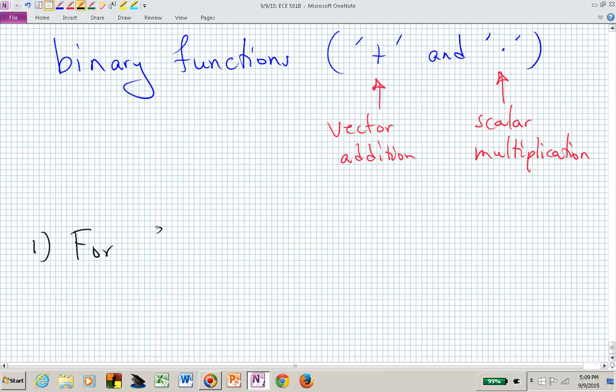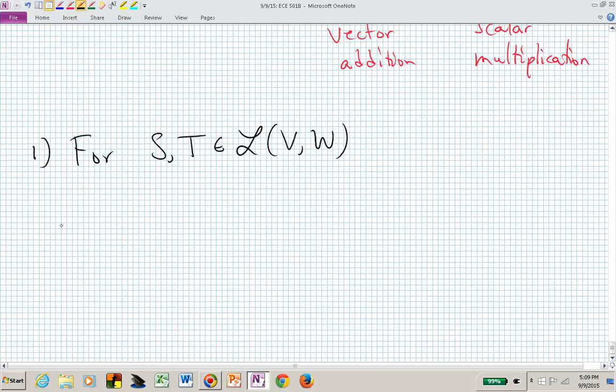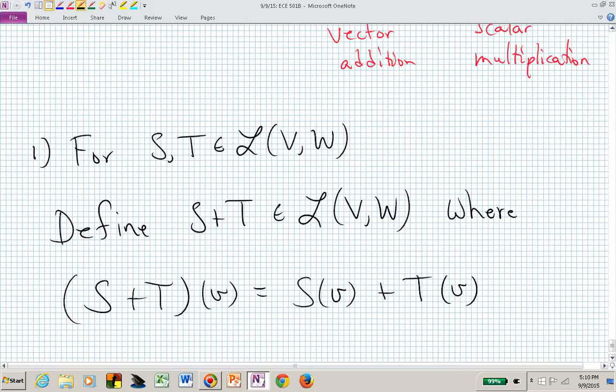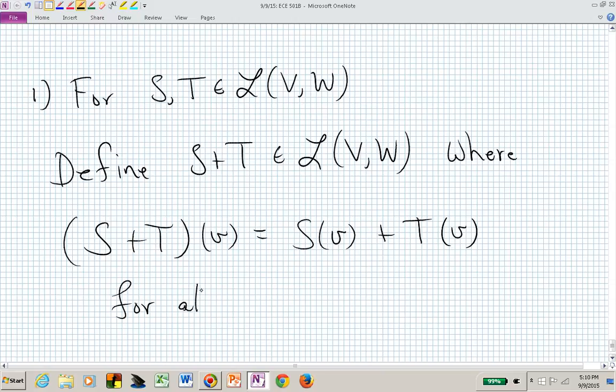One. Suppose that somebody gives you two maps, S and T, that are both linear, and they map between vector space V and vector space W. With those two maps, we can define their vector addition, S plus T, and that likewise is mapping between V and W, where S plus T operating on some vector v is S operating on that vector plus T operating on that vector, and that's true for all v in our input vector space.